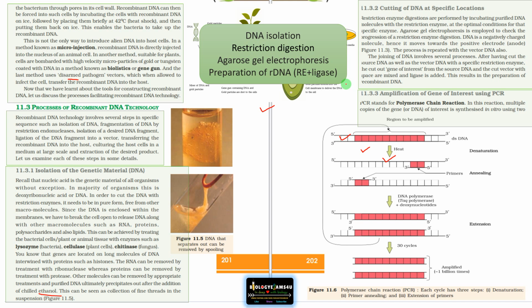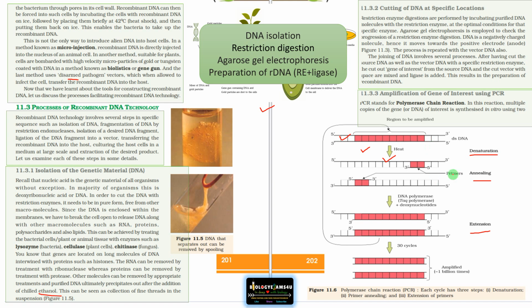PCR is another technique which is called polymerase chain reaction. So it is an in vitro DNA amplification technique. The three steps involved in PCR are denaturation, annealing, and extension. As you see, this double-stranded DNA is made into single strands. That process is called denaturation.